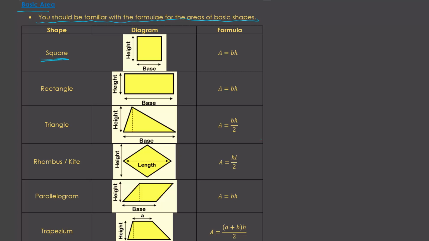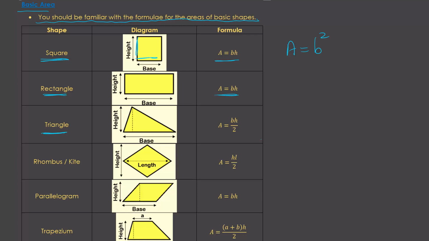So for a square, the area, just like a rectangle, is the base times the height. The difference is with the square, of course, that the height and the base are the same. So sometimes you just see this as b squared, but I just do it the same way I do for a rectangle, just base times height.